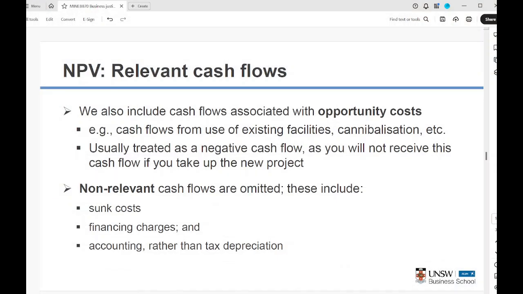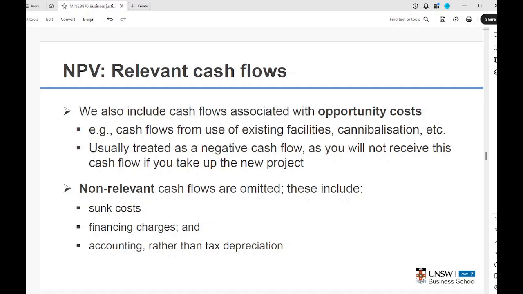So if we're going through our NPV, what we really want to incorporate is cash flows that will vary based on whether you undertake or don't undertake the decision. So these are what are called relevant cash flows. If you've already spent money and that won't change whether you proceed with the project or not, that's not relevant. That's what's called a sunk cost in economics.